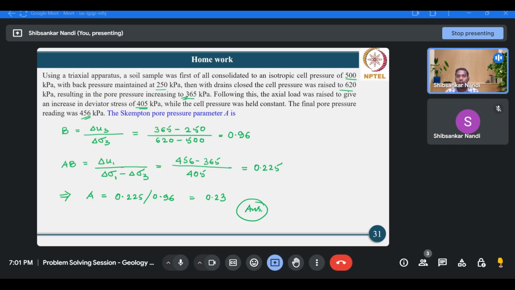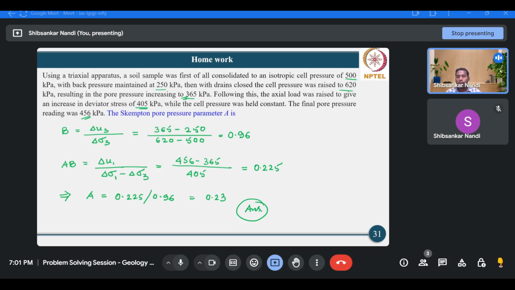So from the first reading that is mentioned in this problem statement, when the drainage valve is closed and the cell pressure is increased from 500 kPa to 620 kPa, that means by 120 kPa, the pore pressure is increased to 365 kPa, from a value of 250 kPa. So this is the change in excess pore water pressure due to the change in cell pressure. Now this ratio will give you the Skempton pore pressure parameter B.